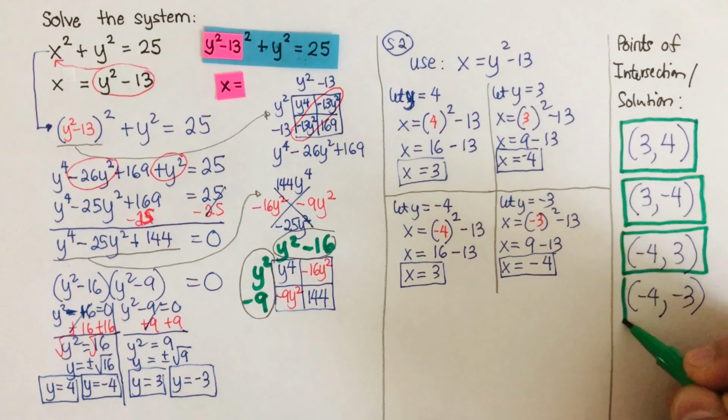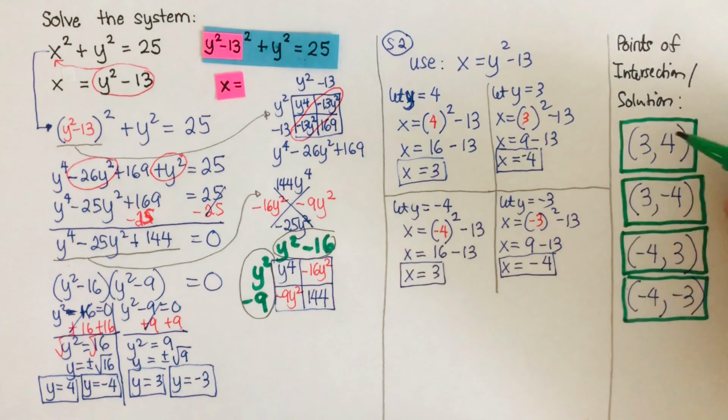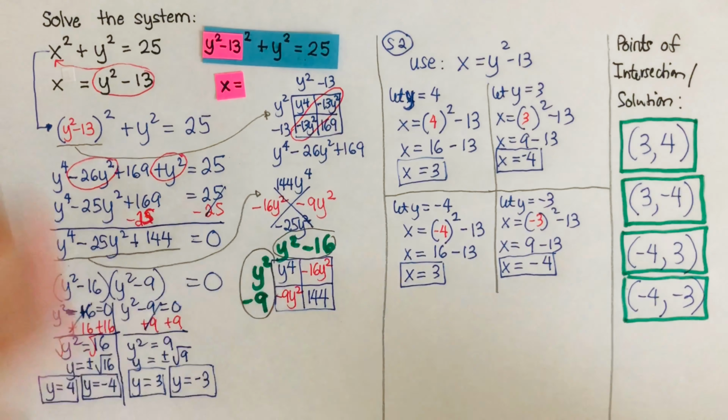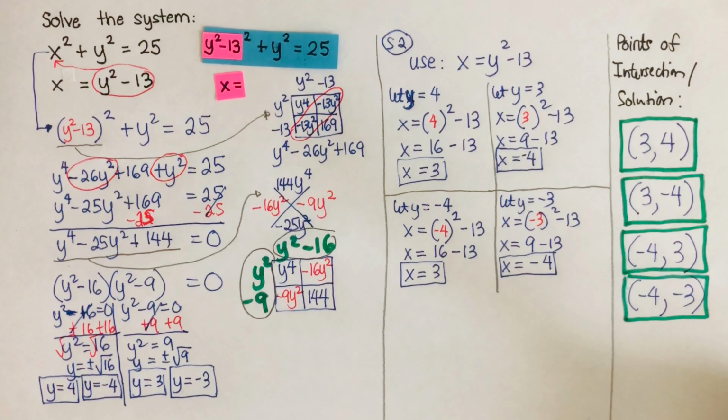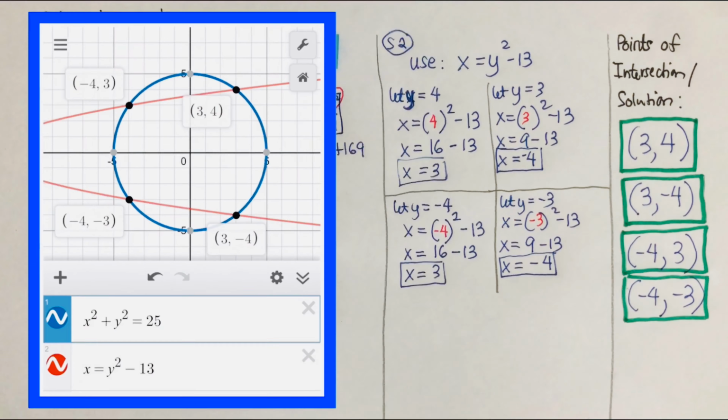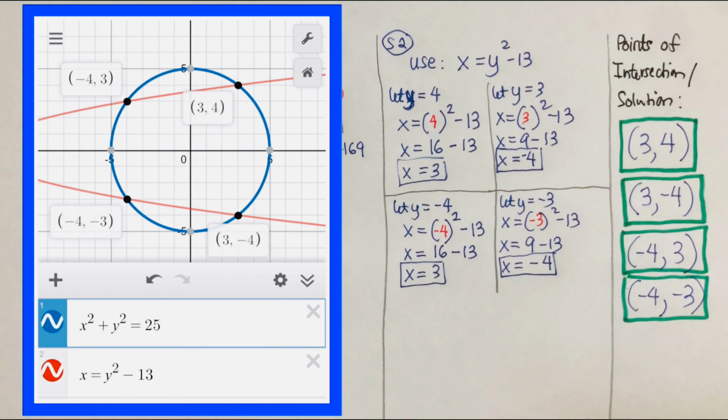What does it mean? If we graph this, these are the points where the two graphs would touch each other, or these are the x and y values that would make this equation true. On the side, you will see the graph of the two equations, and it can be seen that the two graphs actually intersect at (3, 4), (3, negative 4), (negative 4, 3), (negative 4, negative 3).